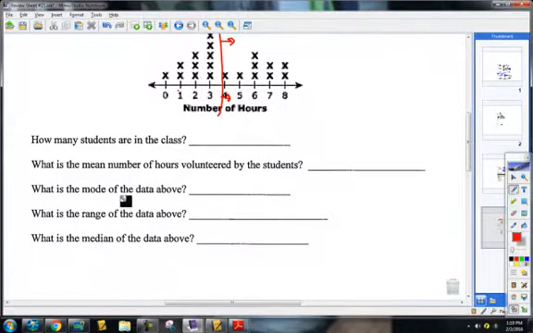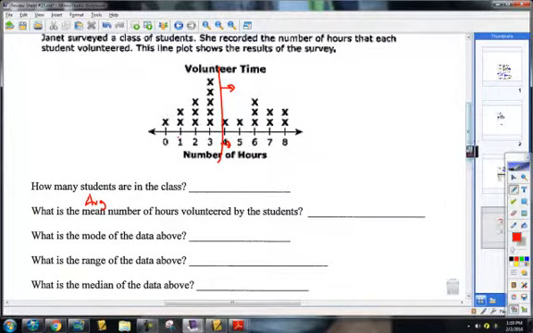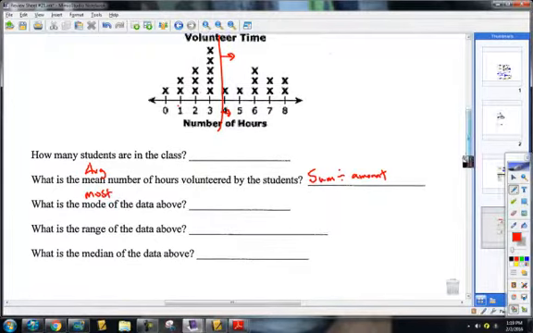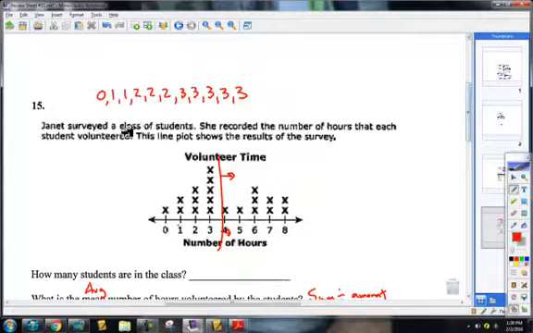Okay? So you should be able to figure out how many students are in the class based on what I just told you. What is the mean number of hours? Now remember, mean is an average. That is when you take the total, add it together, the sum, and then you divide by however many there are. So sum divided by amount. Mode, another word for that would be the most often occurring. The range, remember. Well, I'm not going to tell you what range is because we've done it 100 times this year. So you should know what range is. And then finally the median, that's the middle number. So you'll have to figure out what's in the very middle. Okay.